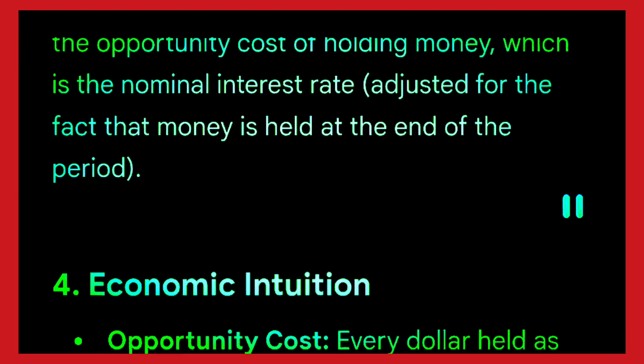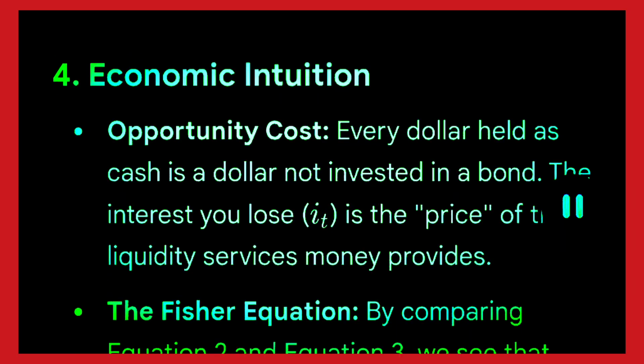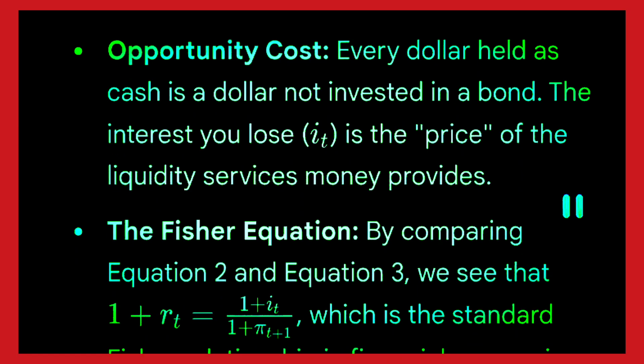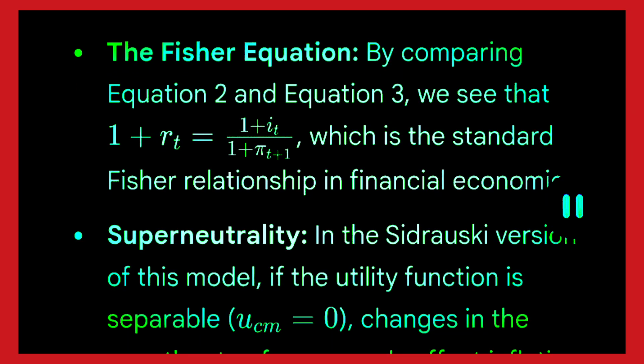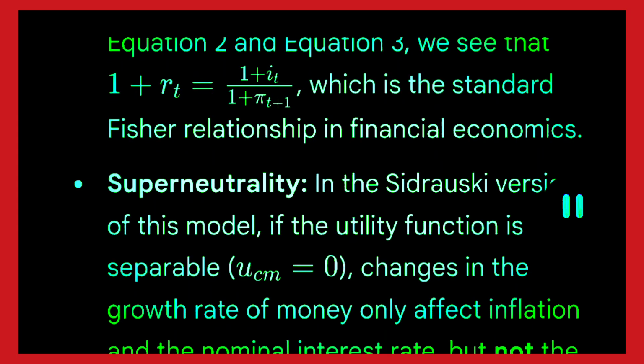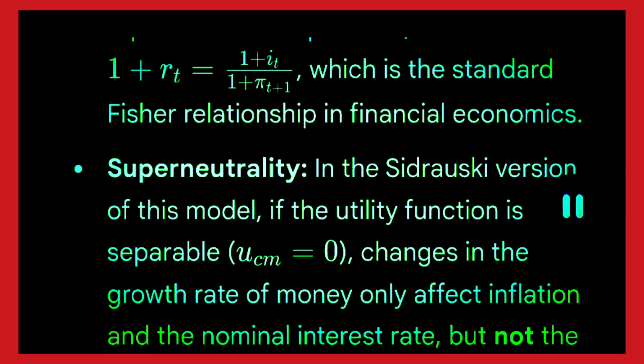Every dollar held as cash is a dollar not invested in a bond. The interest you lose, i_t, is the price of the liquidity services money provides. The Fisher equation. By comparing equation 2 and equation 3, we see that 1 + r_t = (1 + i_t)/(1 + pi_{t+1}), which is the standard Fisher relationship in financial economics.